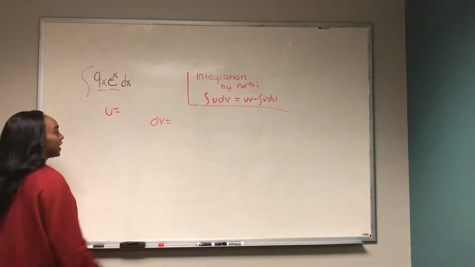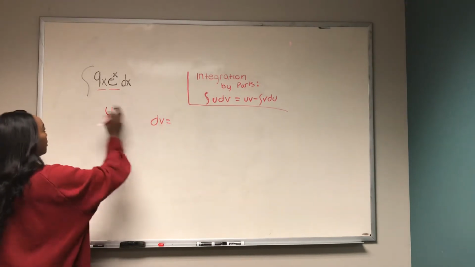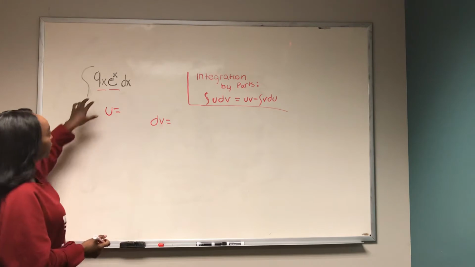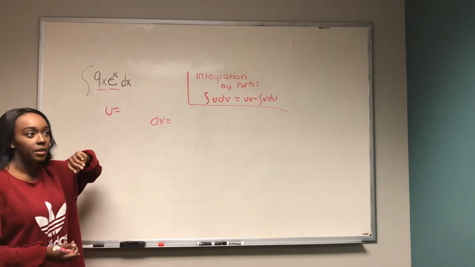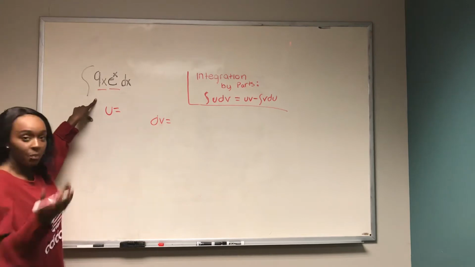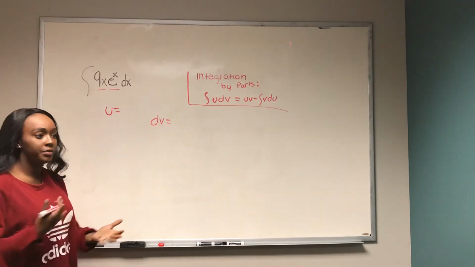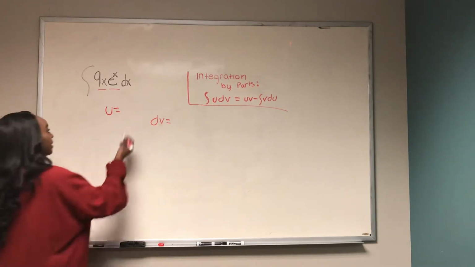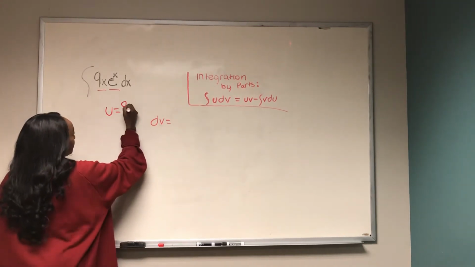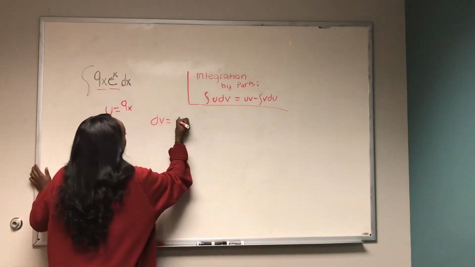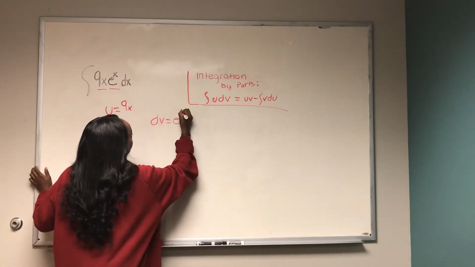So first we want to find our u and our dv. Our u variable, you want that to be whichever of your two factors is the most simple to differentiate, and we see that 9x would be more simple because after differentiating it, we will just get 9, so it's a constant. So we will choose 9x to be our u, and e to the x dx will be our dv.